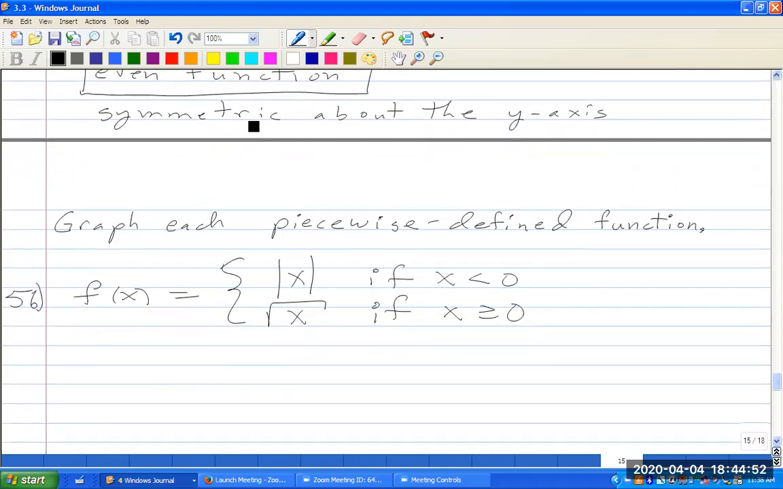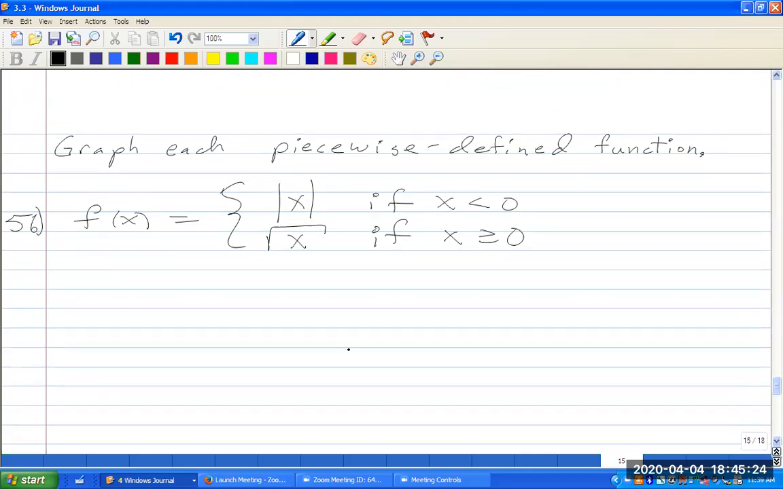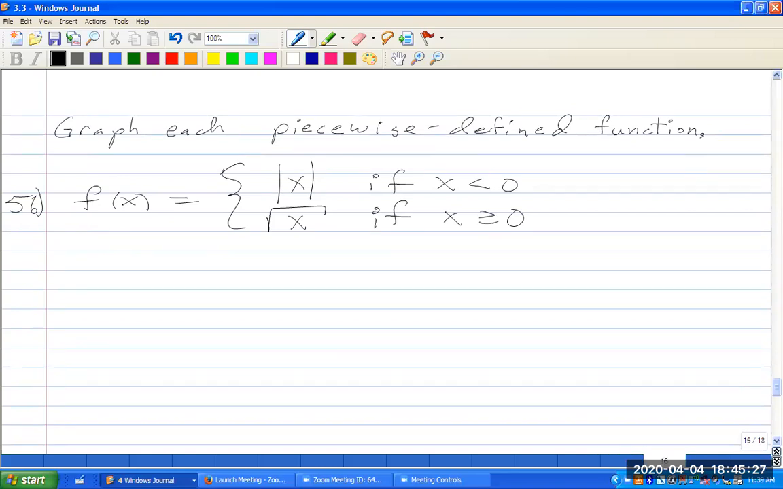Okay, let me do problem number 56. Graph each piecewise defined function. So a function is said to be a piecewise defined function if it has different formulas for different parts of its domain. And so notice that the rule for x less than 0 is take the absolute value. The rule for x greater than or equal to 0 is take the square root. Let me simplify this before sketching it.